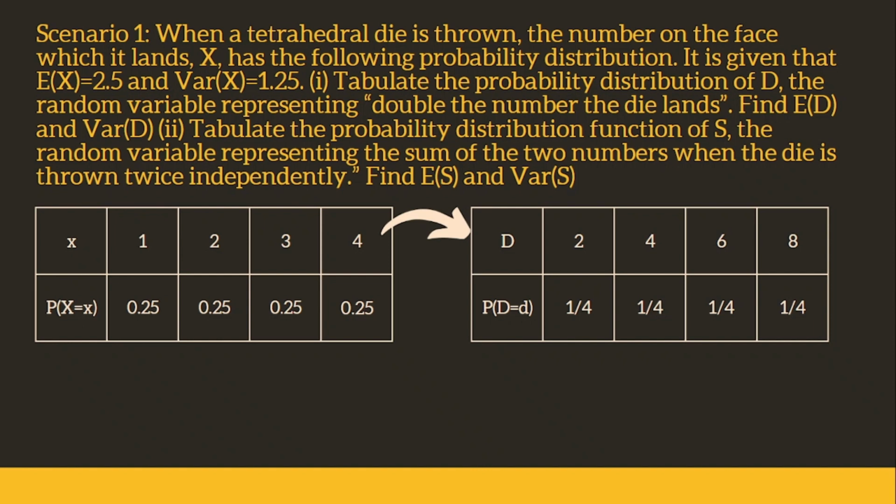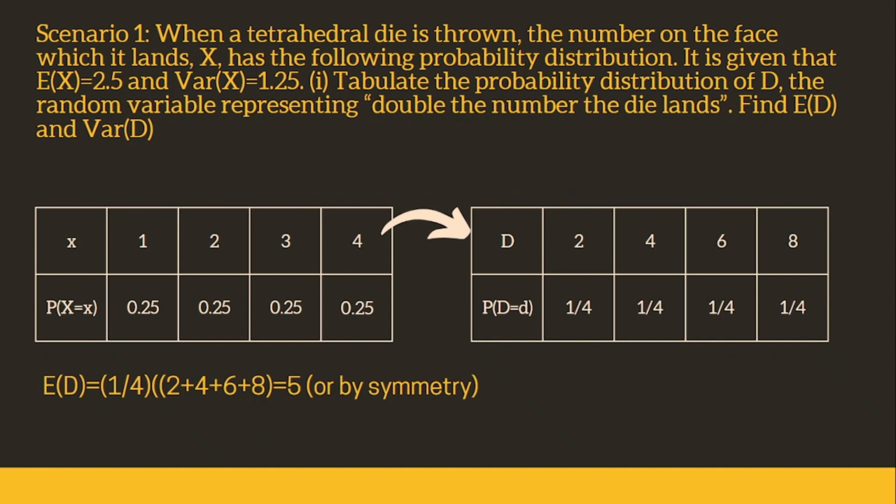After drawing this probability distribution table, we know what the different values of D are and what it can take on. By doing that, we can then find the value of E(D). We can just take 1/4 times 2 plus 4, 6, 8, all that. Then we get 5. Another way you can do it is by symmetry. Notice that they're all symmetrical and evenly distributed, so you can see that the middle number in a way is also 5.